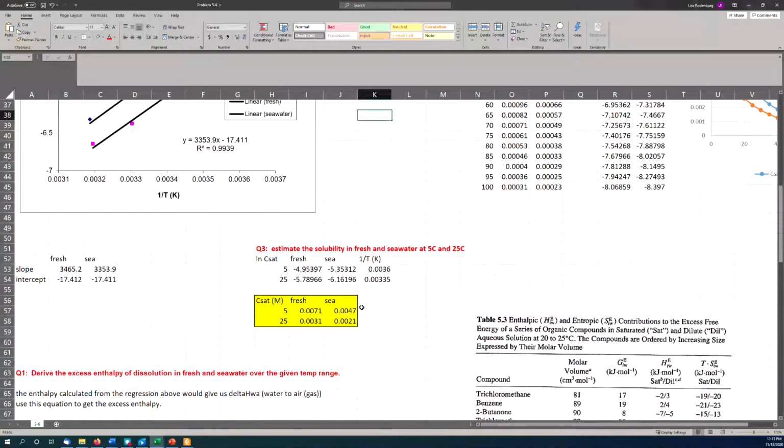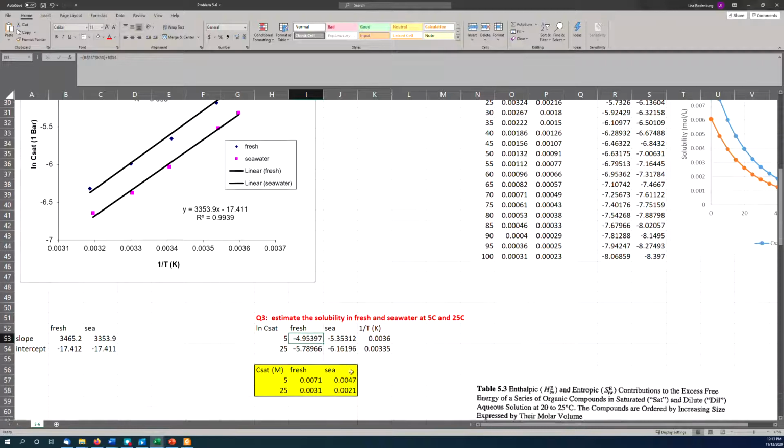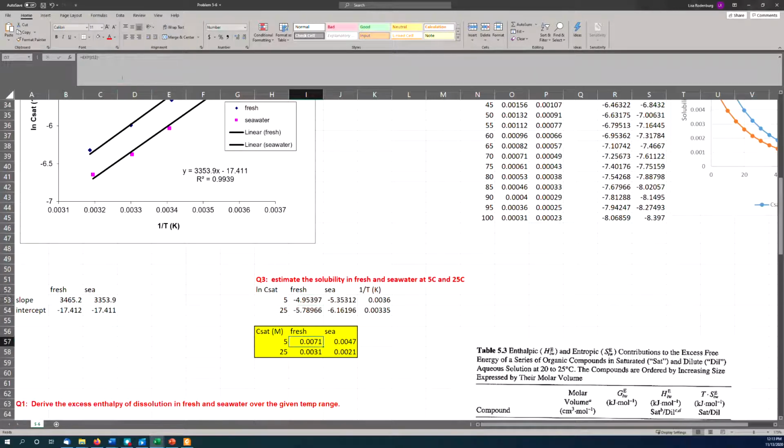One of the things you're asked, so here's my slope and intercept on both of those curves. One of the things you're asked to do is to estimate the solubility of your compound, this Freon 12, in fresh and seawater at 5 and 25 degrees Celsius. So you would just take your slope and intercept. y equals mx plus b, and y is the log of the solubility. You just plug in the 1 over temperature here, and you calculate out the log of the solubility. Then here I've converted it from log into straight up solubility.